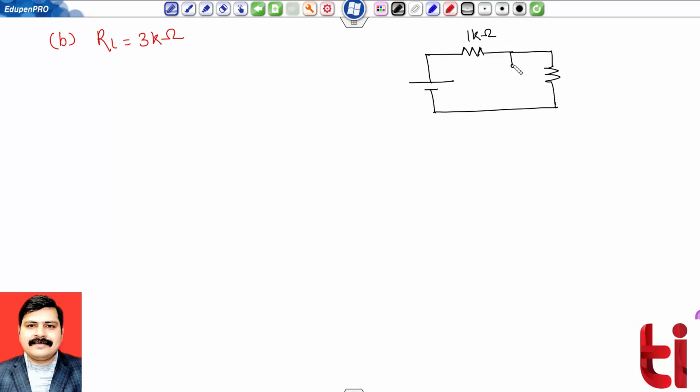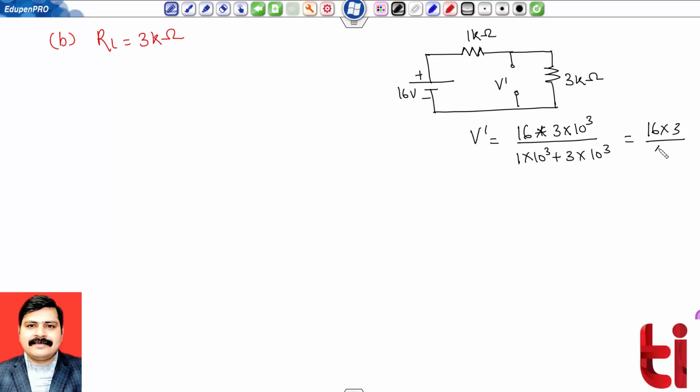1 kilo ohm, V dash, 16 volt. Now it is 3 kilo ohm. So calculate V dash. Now it is 16 multiplied by 3 into 10 raised to power 3 divided by 1 into 10 raised to power 3 plus 3 into 10 raised to power 3. It is simply 16 into 3 divided by 4. So it is 12 volt.